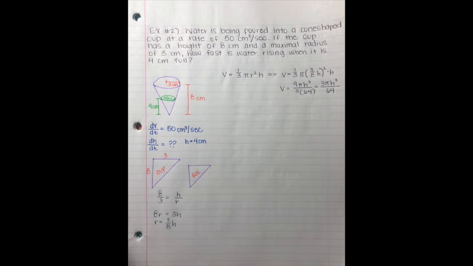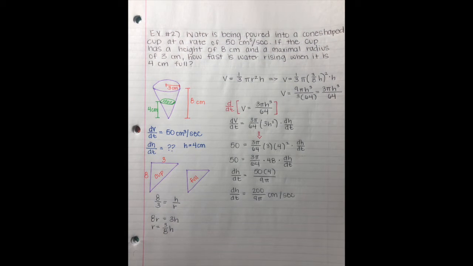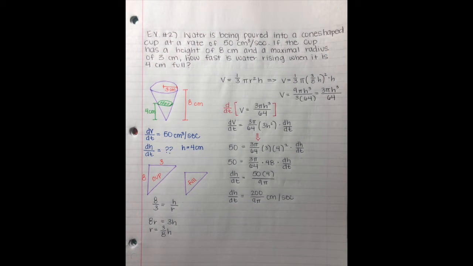Using the volume equation for a cone, you plug in 3 over 8 h into r squared, giving you 3 pi h to the third all over 64. Find the derivative of that equation. Plug in your given information, 50 for dv/dt, 4 for the height. After calculating everything, you find that dh over dt equals 200 over 9 pi centimeters per second.